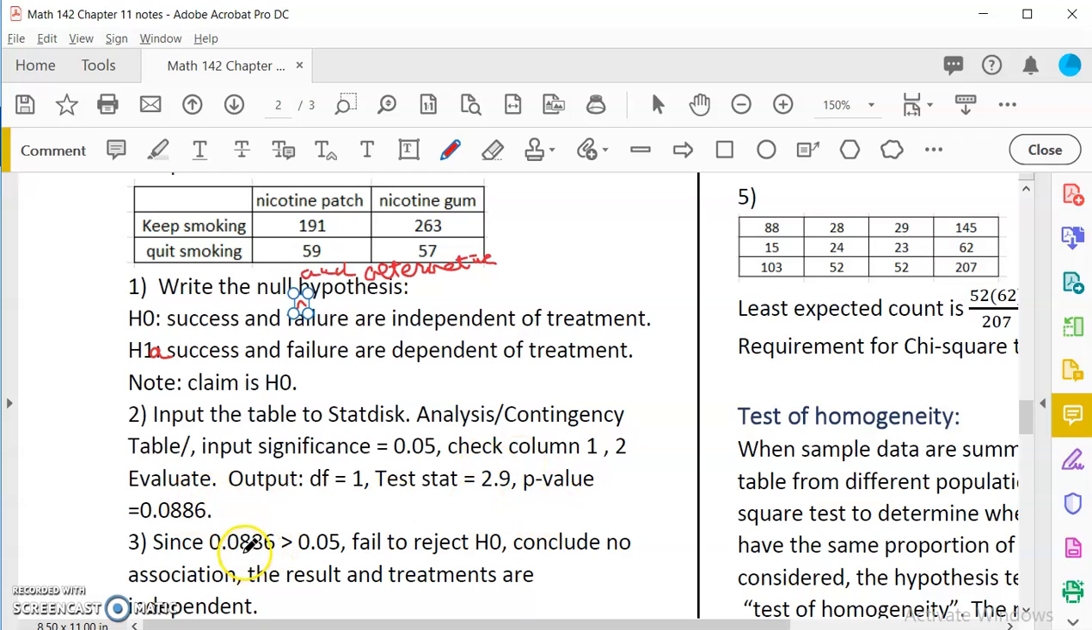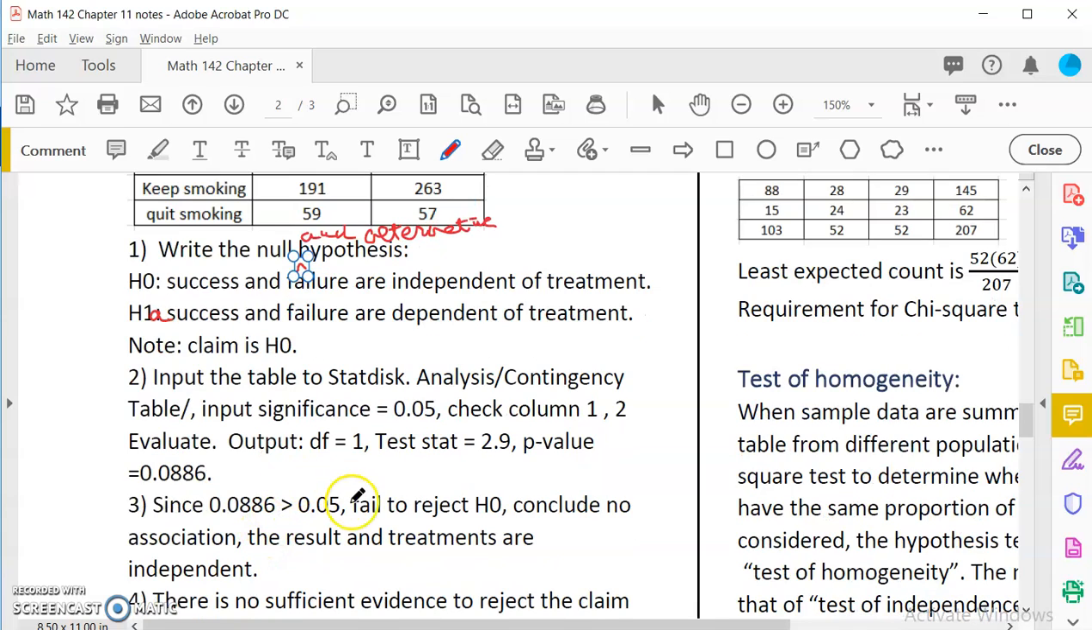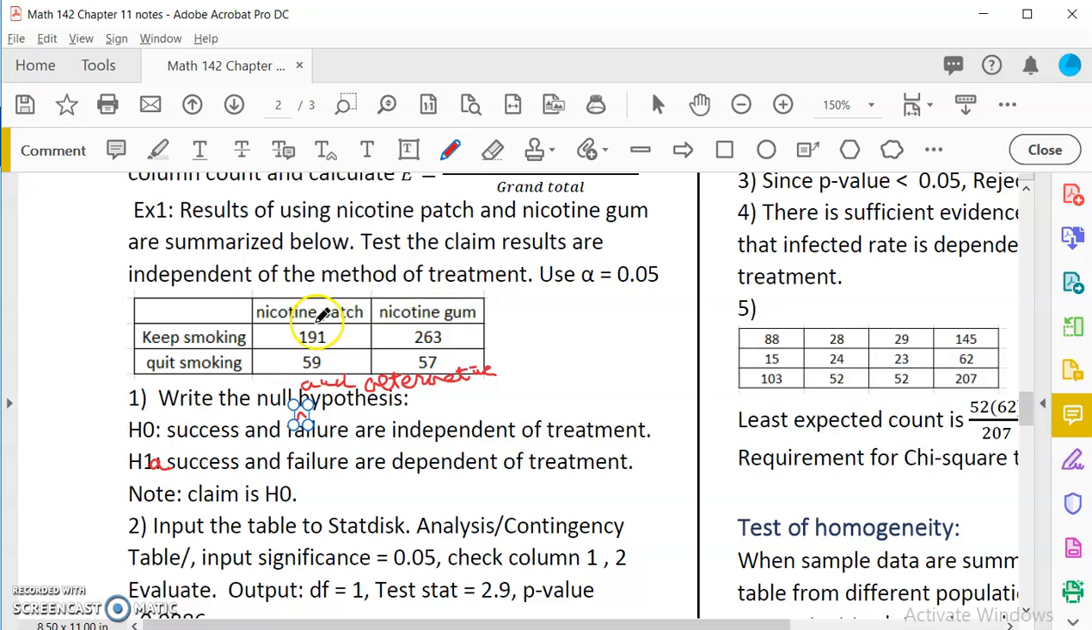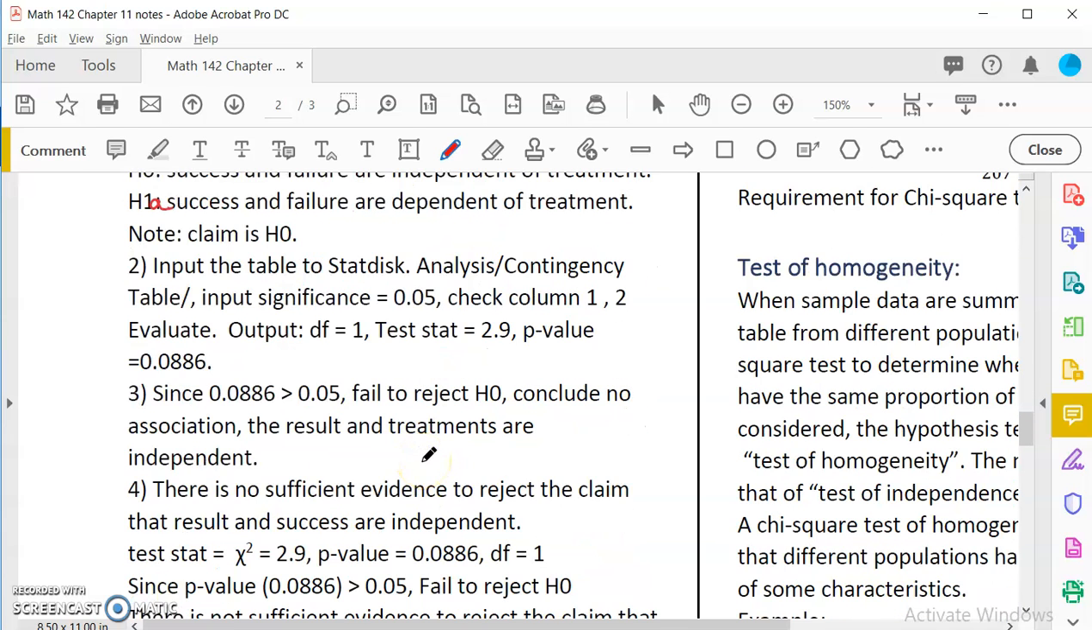But 0.0886 is quite low, but it's still greater than 0.05. So we would say, well, the chi-square is big, but it's not as big as the cutoff. So fail to reject H0. Conclude that there is no association because H0 means they're independent. So whatever treatment you get, actually the results are more or less the same.